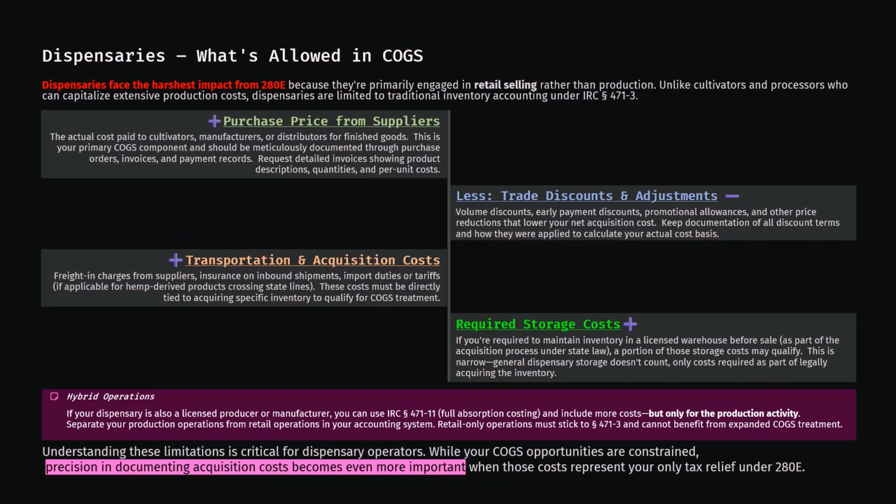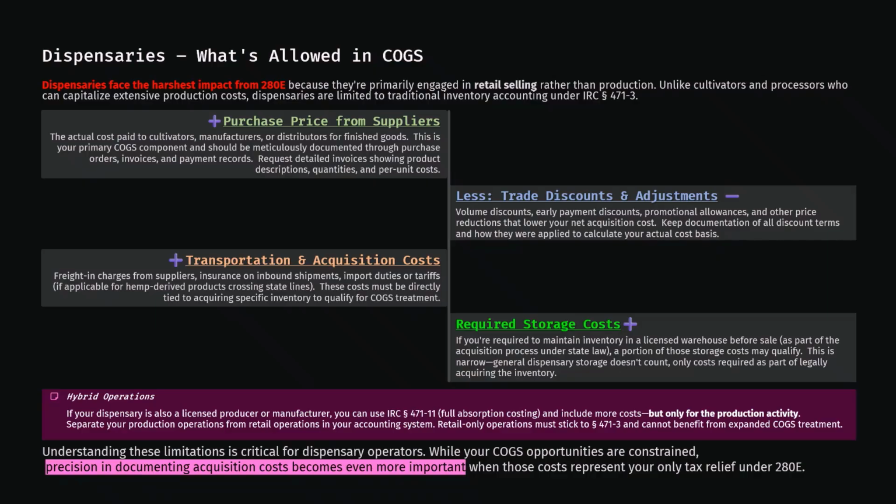Let's talk now about dispensaries, because when it comes to 280E, they're the ones who get hit the hardest. Why? Because dispensaries don't produce anything, they just resell cannabis products. And under IRC 471-3, the IRS limits what retailers can include in COGS. So here's the breakdown. What's includable in COGS?